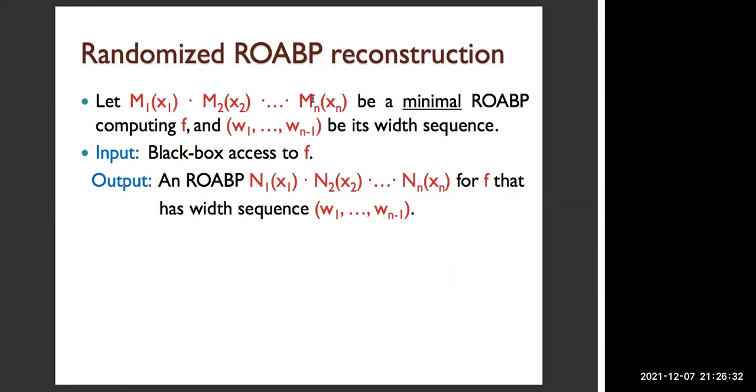So let's say this is my ROVP, M1, M2 to Mn, and suppose it's the minimal ROVP, meaning the sum of the widths in this width sequence is the smallest possible. And you're given black box access to it. You want to output an ROVP, N1, N2 to Nn, with the same width sequence. And this means that you are basically outputting the smallest circuit. So you're not only finding the smallest size, you're actually giving a witness, a setting.